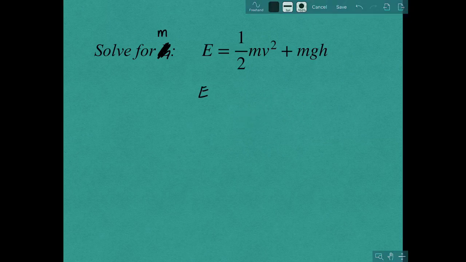We'll have e equals, so we're going to take the m and put it outside of a bracket. We have 1/2 v squared, because m times 1/2 v squared would give me 1/2 mv squared. So I've just divided that first term by m and taken it outside of the bracket. I can do the same thing over here. If I divide by m, I get gh. Now looking at my equation, I've got e equals m times a whole bracket. So I can simply divide each side by that bracket.